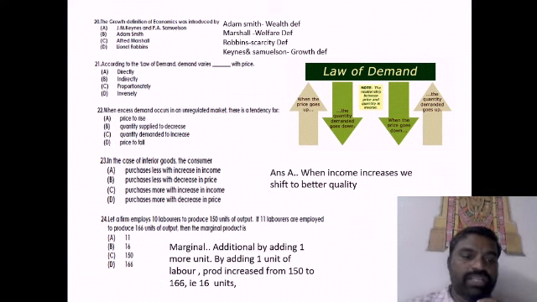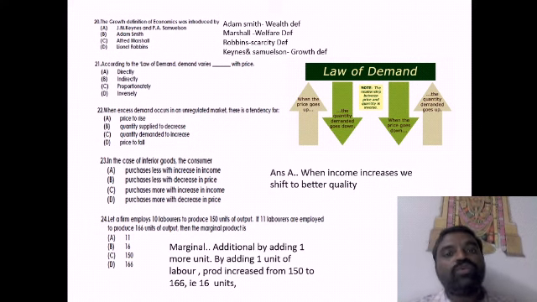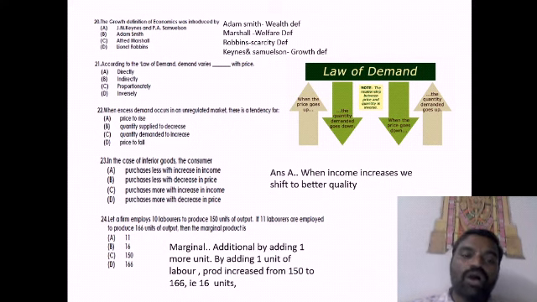And next, 23. In the case of inferior goods, the consumer purchases less with an increase in income, because whenever your income is increasing, you always try to shift to better quality. So when consumer income is increasing, he always purchases less of inferior goods with the increase in income. Okay. So inferior goods he will reduce.